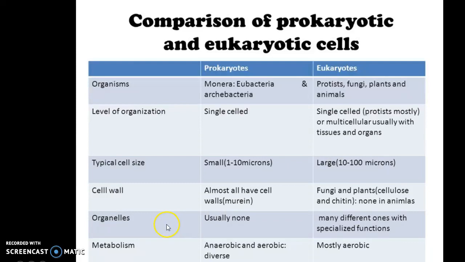And organelles. The organelles are the parts within the cell. Prokaryotes don't usually have lots of organelles because they don't have membranes inside themselves, coating different body parts. Eukaryotes have many membranes, many organelles that have specialized functions. So our cells have little compartments, little membranes inside that all do different jobs.